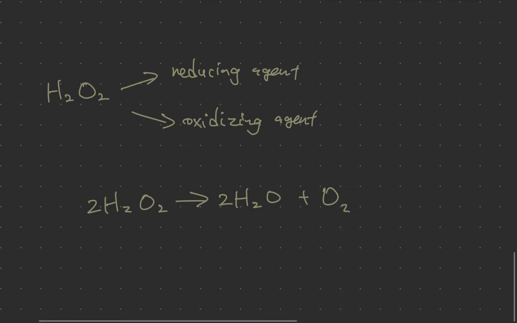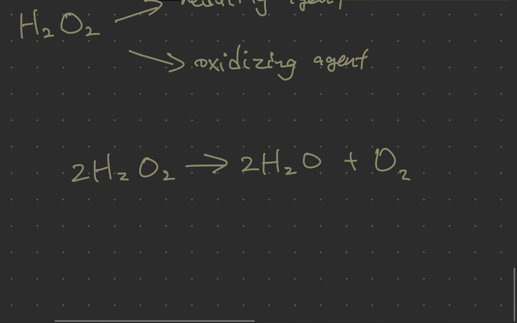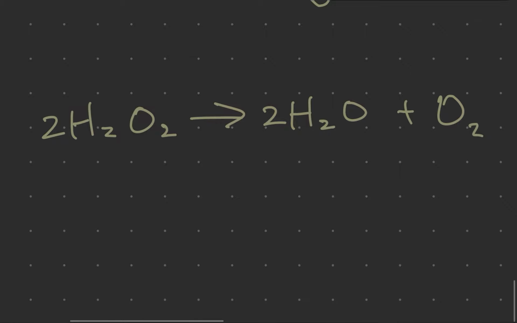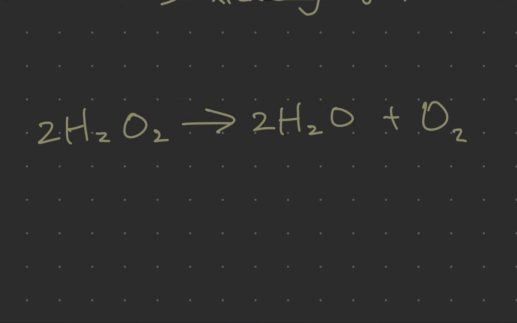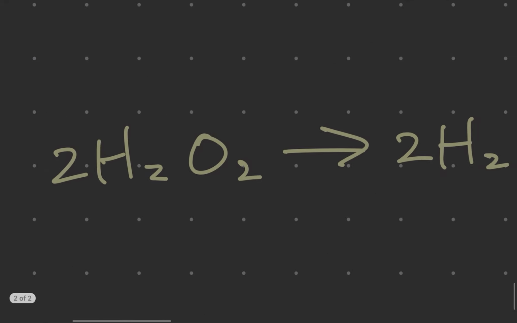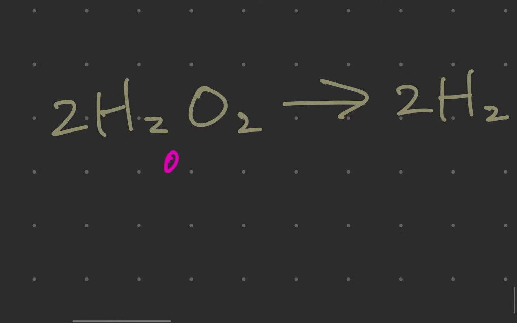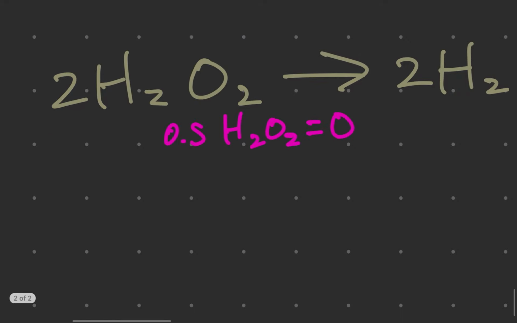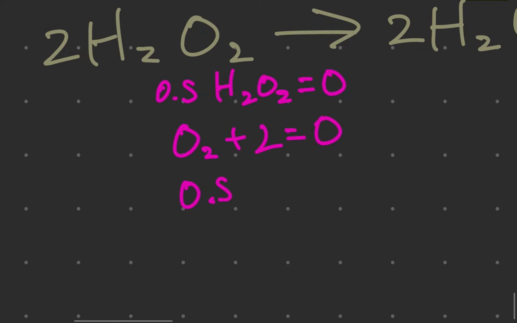Okay, so back to here. So now we're going to talk about the decomposition of hydrogen peroxide. So we're going to talk about the oxidation state of oxygen in hydrogen peroxide. So the oxidation state of hydrogen peroxide is 0, but we're trying to find the oxidation state of oxygen. So O2 plus 2 equals to 0. So therefore, the oxidation state of oxygen will be -1.